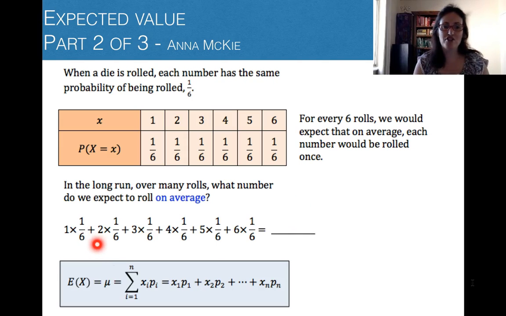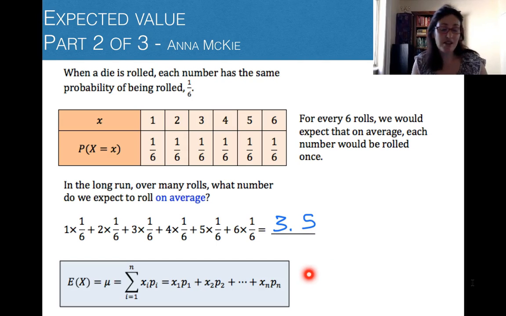So we've got the chance of 1 happening is 1 on 6, the chance of 2 happening is 1 on 6, adding them all up, and the number that we get is 3.5. So that's a bit hard to get your head around, that on average the number that we expect over many rolls is 3.5. So that's the mathematical expected value. Obviously you can't roll 3.5 because it's a 3 or a 4, but that's the idea.